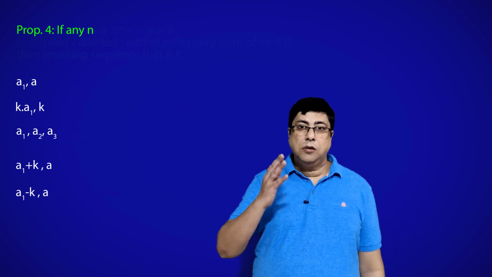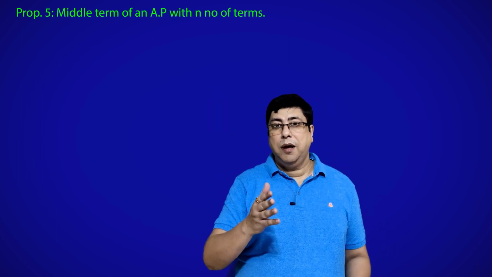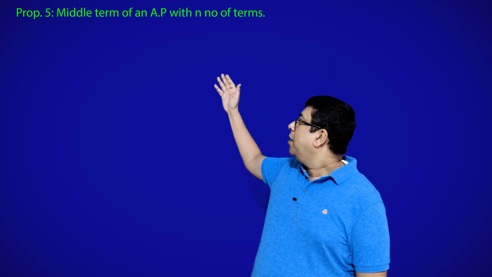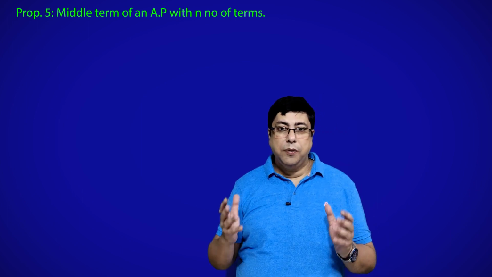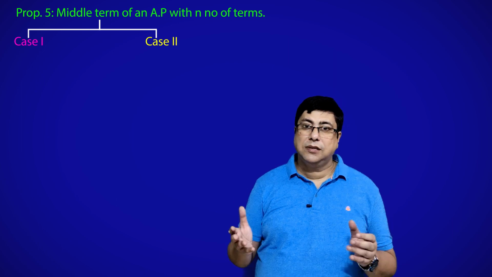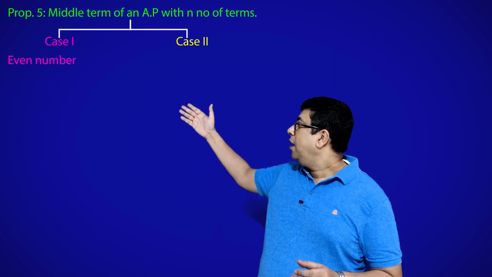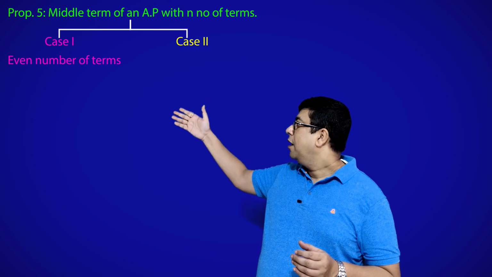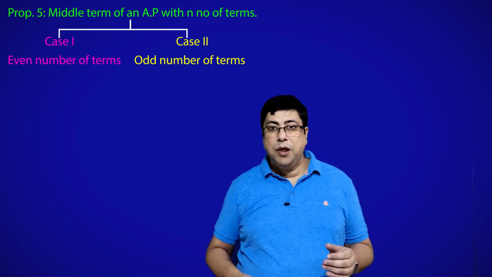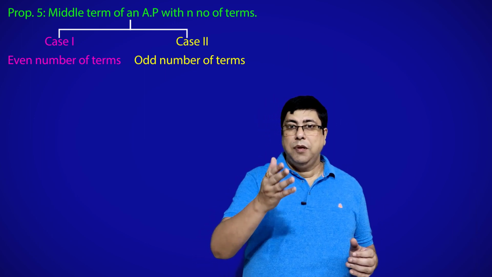Okay. Now students, I will discuss another property, that is property number 5. This is related to the middle term. Previously I also discussed the middle term, but it was with 3 terms. In this case, the middle term where the number of terms is n. Since the number of terms is n, there will be 2 cases. Case number 1 when the number of terms is even, and case number 2 when the number of terms is odd. So everybody, let us discuss with some example.